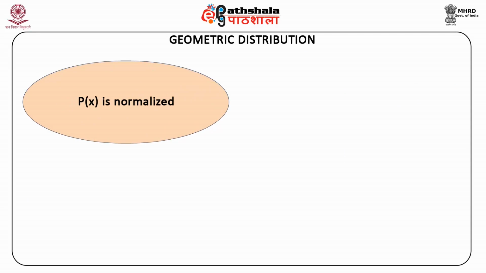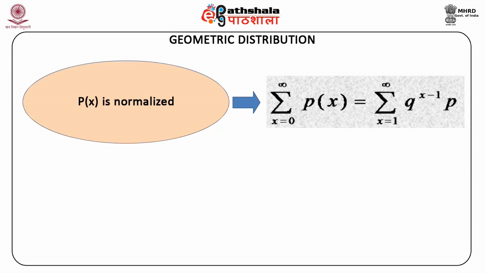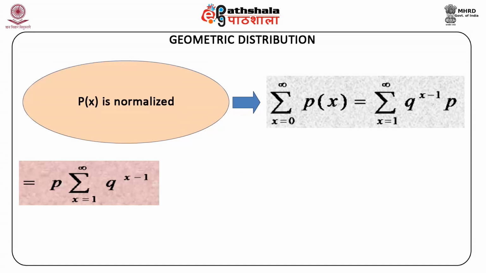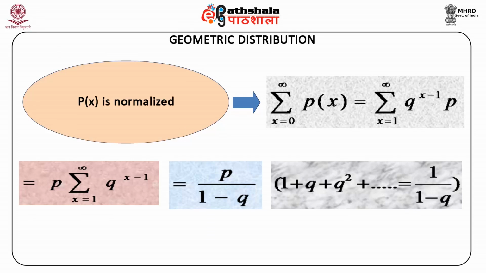Also, px is normalized, since the sum over x varying from 0 to infinity of px is equal to the sum over x varying from 1 to infinity of q to the power x minus 1 into p, which is equal to p multiplied by the sum over x varying from 1 to infinity of q to the power x minus 1. This is equal to p upon 1 minus q, since 1 plus q plus q square and so on is equal to 1 upon 1 minus q, which is equal to p upon p, since 1 minus q is equal to p, and finally this is equal to 1.